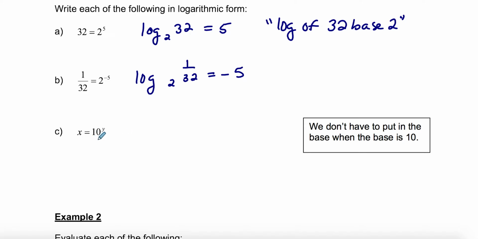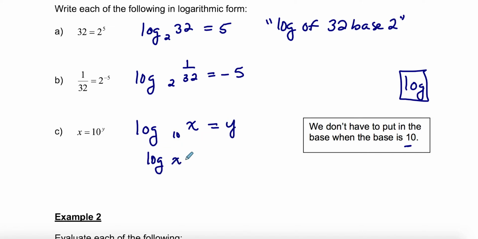If you have a base of 10, so my calculator, when I just have the log button on my calculator, it's always assuming that the base is 10. So when we have a base of 10, we often don't have to write it in. So I could say that that is the same thing as the log of x base 10. And my answer is going to be y, that is the exponent. But more often you would just see that written in this form, because we would just assume if we don't see a base in our equation that the base is 10.